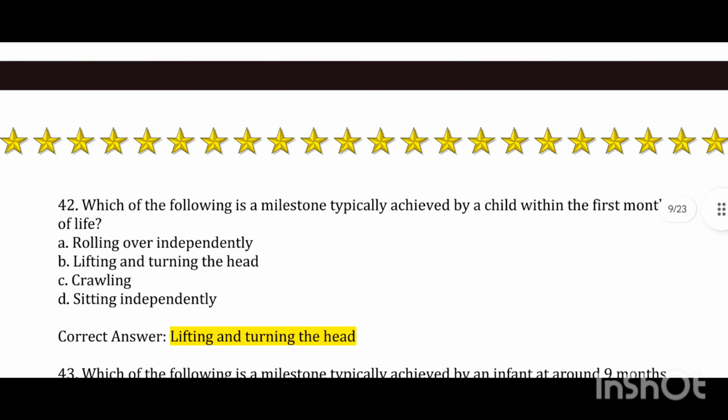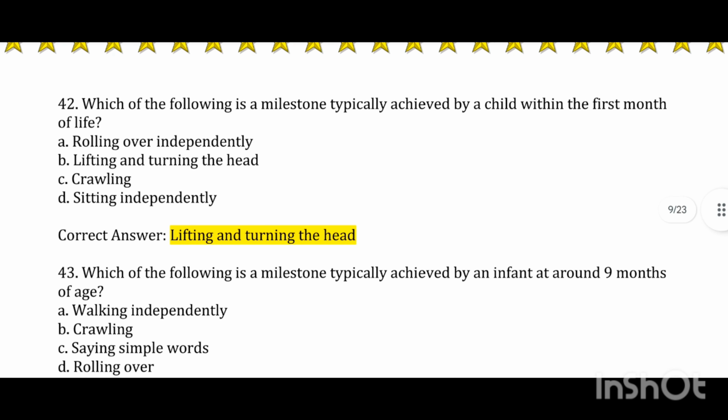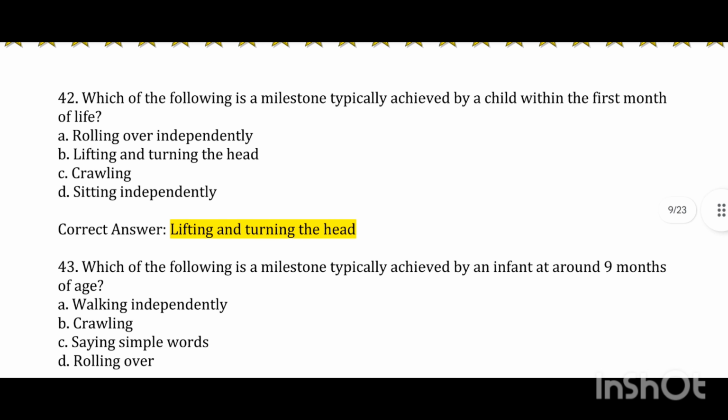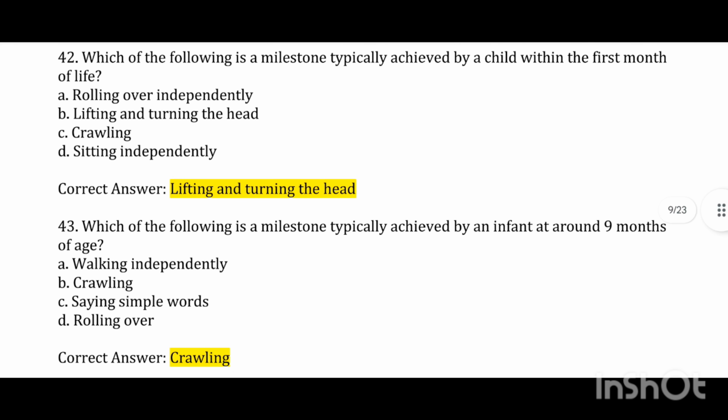Then coming to question number 43. Which of the following is a milestone typically achieved by an infant at around 9 months of age? Options are walking independently, crawling, saying simple words, rolling over. For this question, the correct answer is crawling. Crawling can be done by an infant at the age of 9 months.